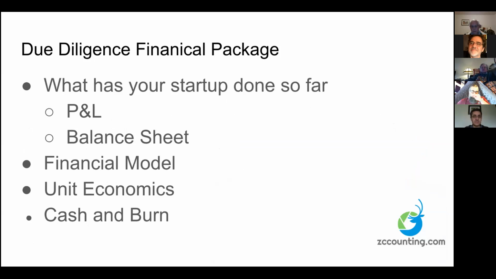So in terms of what you put in your financial package, you're really going to want to prepare what your startup has done so far, so your P&L and balance sheet, and then what your company seeks to do in the future. So that's your financial model, your unit economics, your cash and burn. Profit and loss and balance sheet would come directly out of your QuickBooks. And then your financial model, usually that's built in Microsoft Excel.